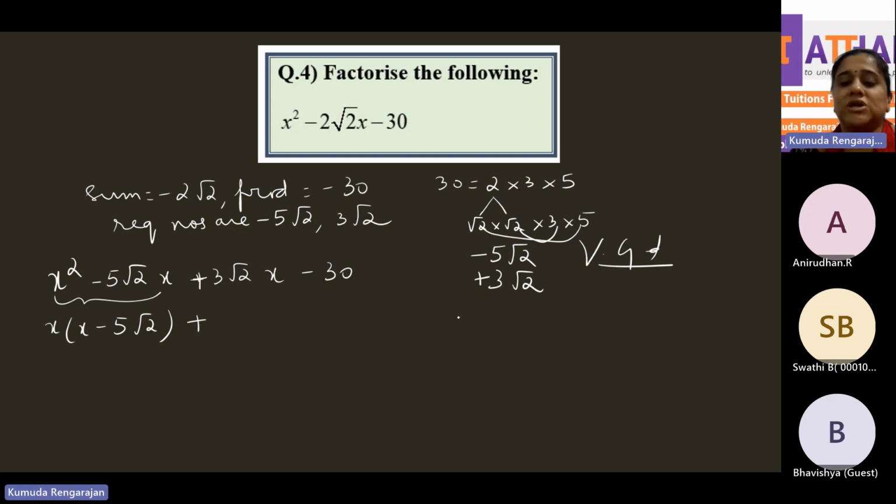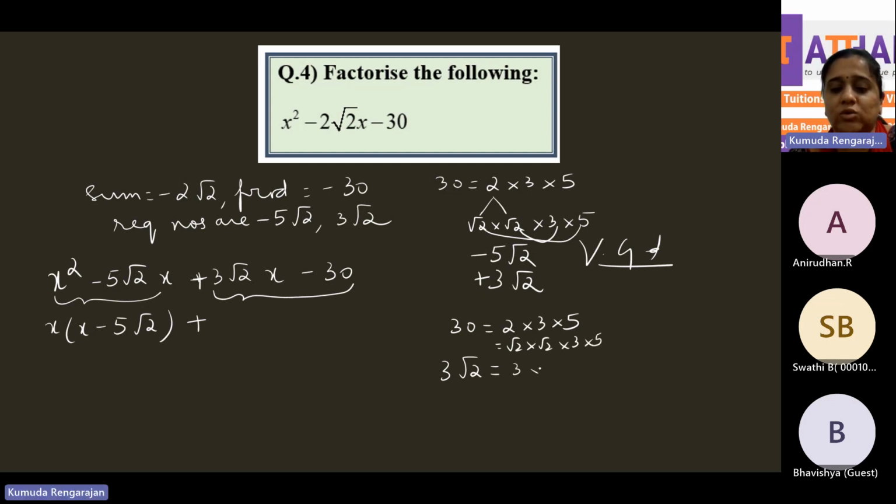One second. So children, tell me the factor of 30. We're trying to find what is common between 30 and 3 root 2. Okay. So 30 is what? 2 into 3 is 6, 6 into 5 is 30. And this 2 can be written as root 2 into root 2, into 3 into 5.